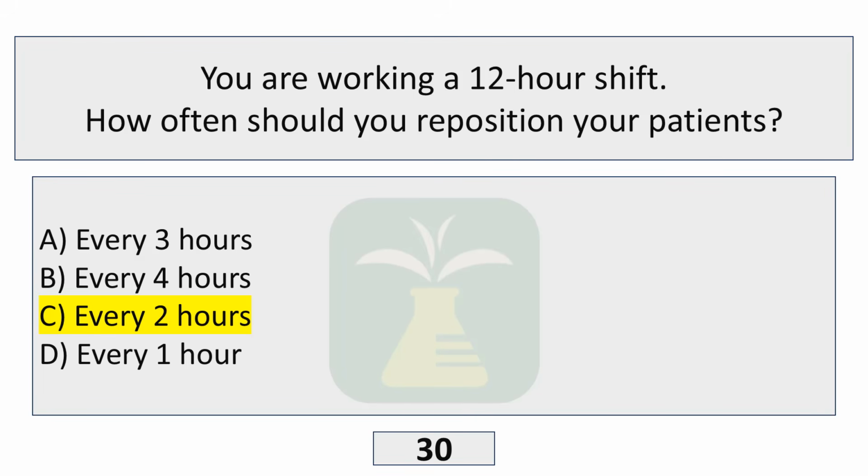Correct answer, C. Every 2 hours. The minimum a patient should be turned and repositioned is every 2 hours. This prevents skin breakdown and pressure ulcers. Rounding on patients at a minimum of every 2 hours can also ensure that the patient's needs are met.